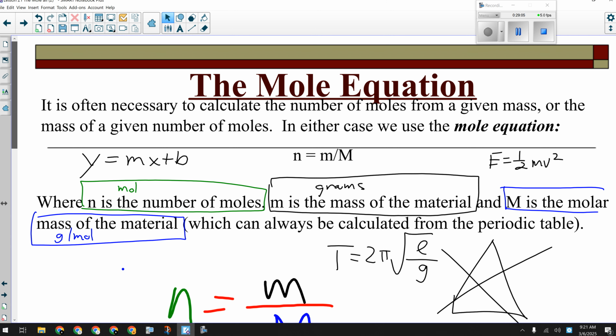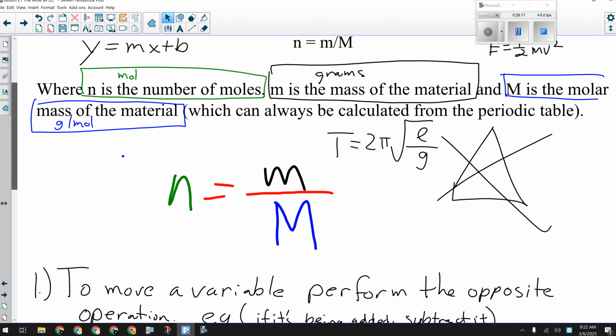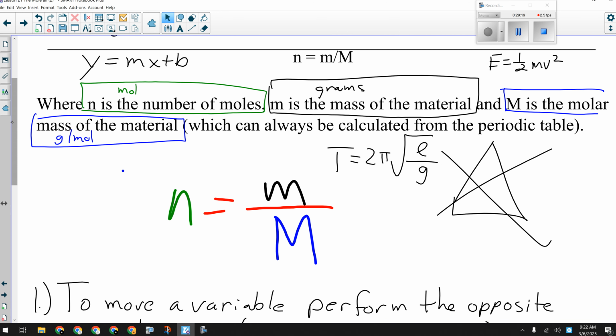But if you're just doing linear stuff, these 3 rules of algebra are good enough to get you through anything. So if I wanted to manipulate this formula here to solve for little m, what would I have to do with big M?